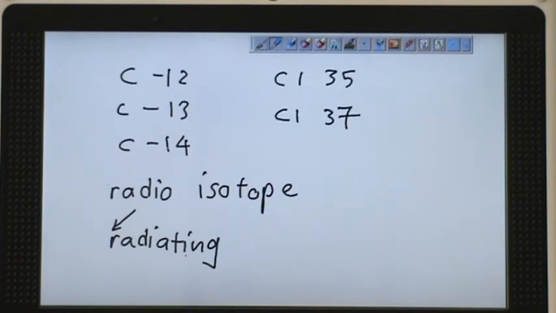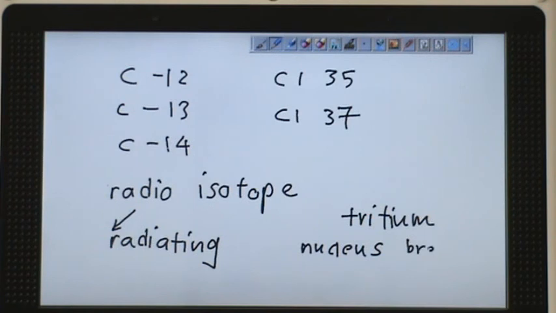An example of an unstable isotope, a radioisotope, is tritium. Tritium is very unstable. Sooner or later the nucleus will break up and it will give out some radiation. You can find out more about this in the final physics chapter of Form 5 SPM.